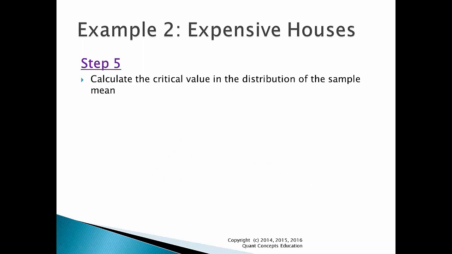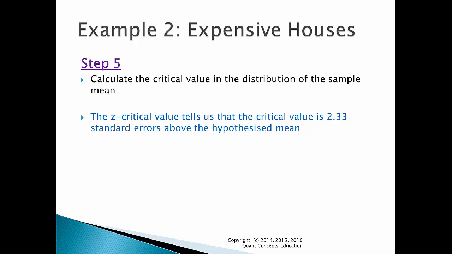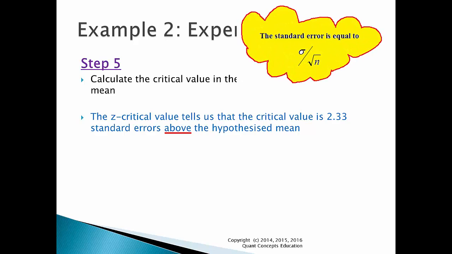Alrighty, so in step 5, we have to calculate the critical value in the distribution of the sample means, otherwise known as the original distribution. Now, how can we do this? Well, our Z critical value tells us that the critical value is 2.33 standard errors above the hypothesized mean. Because 2.33 is a positive number, it wasn't negative 2.33, then the critical value is above the mean, not below it. And recall that a standard error is equal to the standard deviation divided by the square root of the sample size. We have this information already. Remember, they were given in the question.